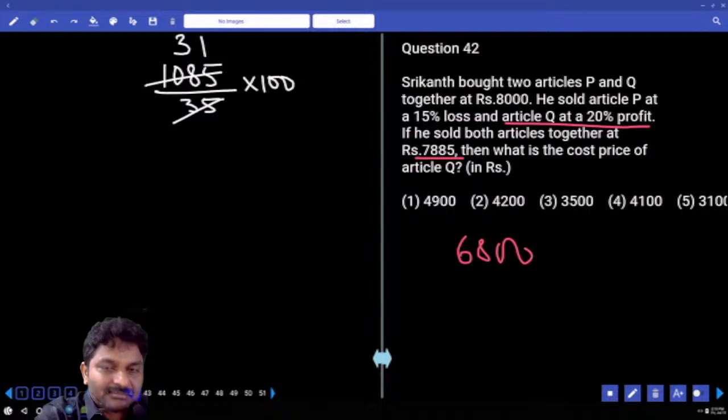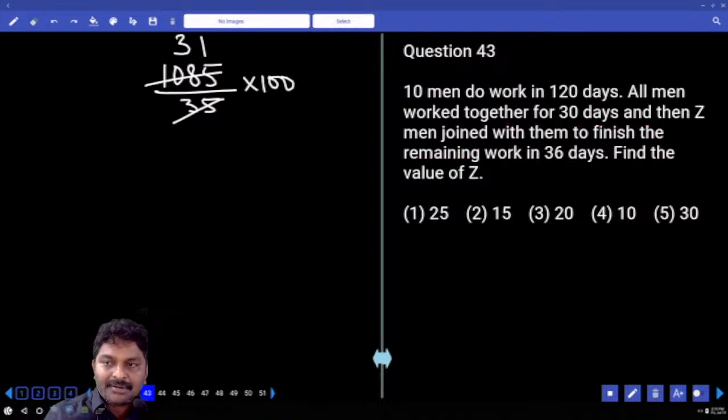Understood? The reverse method is the beautiful method for this question. Done?